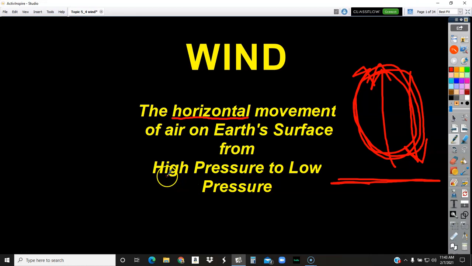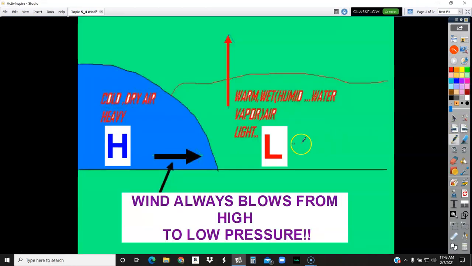Again, wind always goes from a high pressure system, leaves the high pressure, goes out from a high, and goes into a low pressure system. So it goes from high to low. And this shows that in this side view.